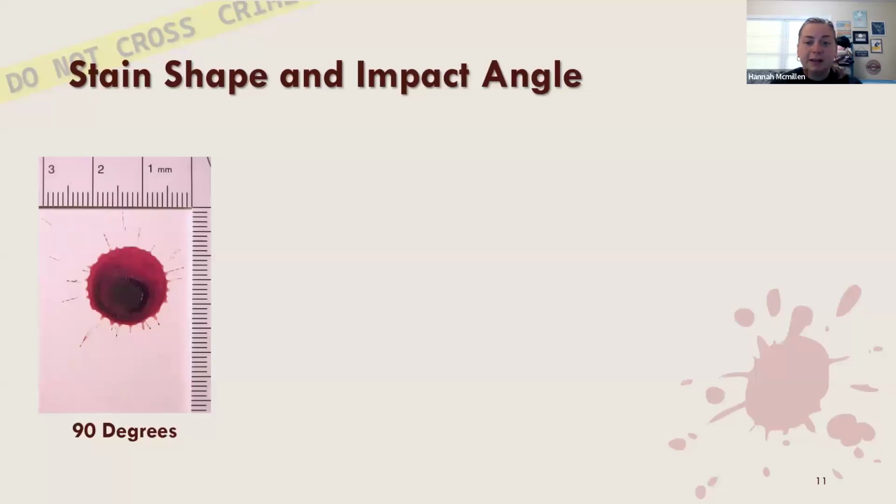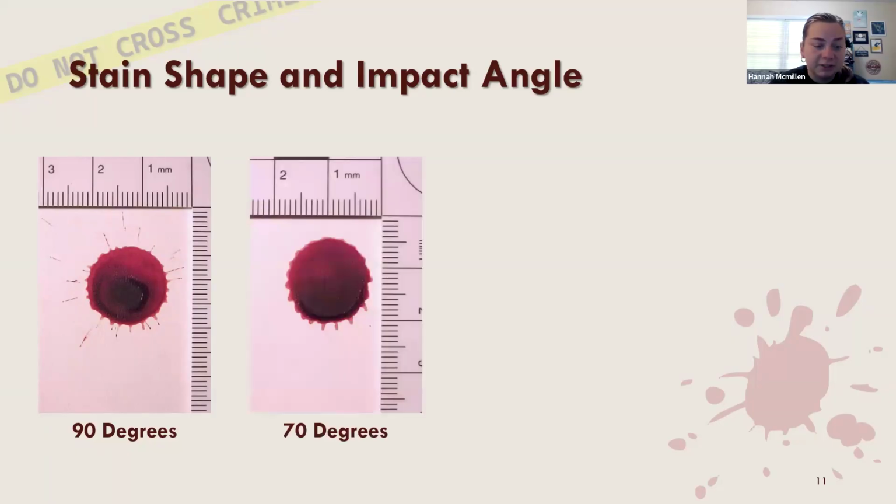So going into stain shape and impact angle, when a blood stain falls at 90 degrees, you're going to see your parent stain, and scallops all around the parent stain, as well as those satellite stains coming off in every direction. So it looks relatively equal, even all the way around. Going into 70 degrees, when our blood hits a surface at 70 degrees, you'll start to see those scallops curving in one direction. So we know that this side is where the parent stain is, and where the scallops are a little bit more robust or taller, we know that this is the direction our blood stain is coming from, over here.